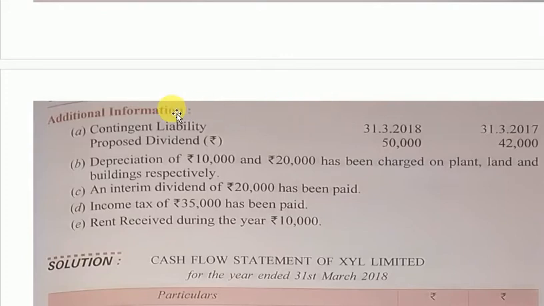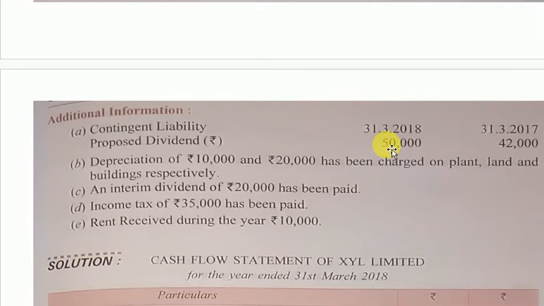So these are the adjustments. Number one, contingent liability. Under contingent liability, it is proposed dividend. For the previous year, it is 42,000. For the current year, it is 50,000.